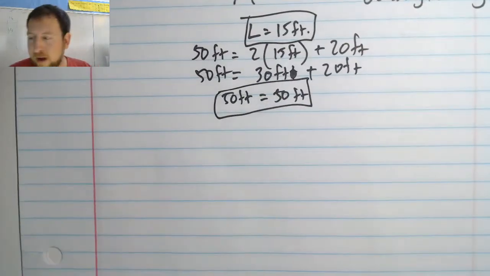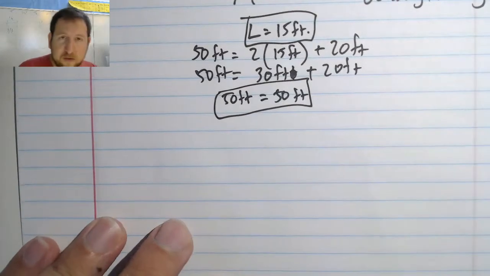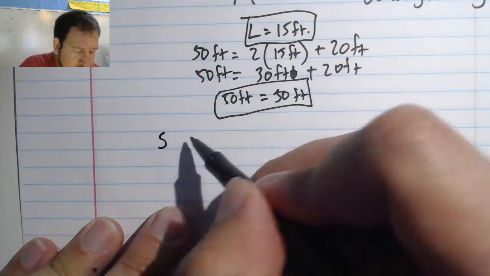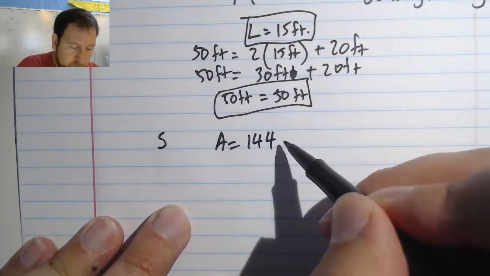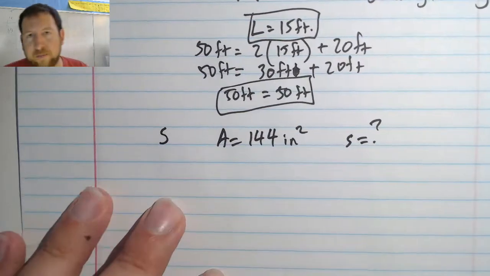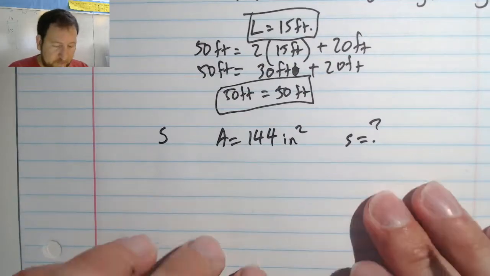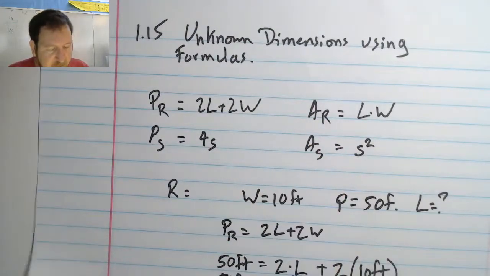Let's take a look at another one. This time let's look at the area of a square. We find that a square, and they tell us the area is equal to 144 square inches. What does a side equal? Okay, so now we need to go backwards again. We'll take our area of a square. Area of a square is S squared.